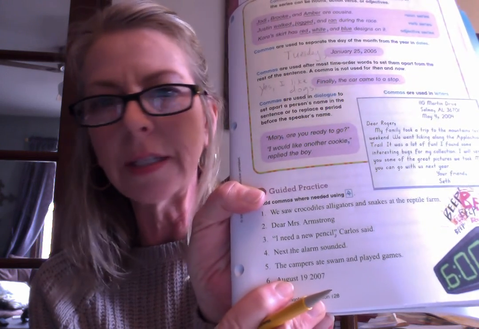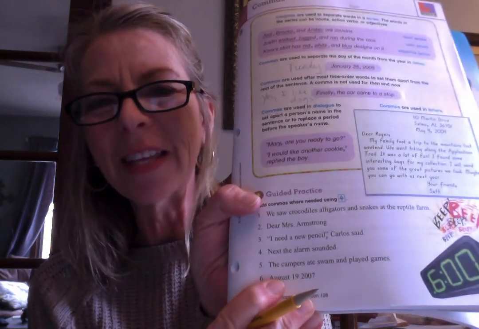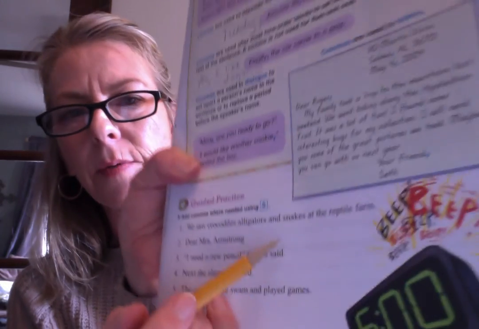So let's take a look at those first examples in the guided practice. And this is all we're going to do in the workbook today. You don't need to finish it. You don't need to send a picture. You don't need to do anything with this except just look at it for our practice. Okay? So for number 1, it says, we saw crocodiles, alligators, and snakes at the reptile farm.